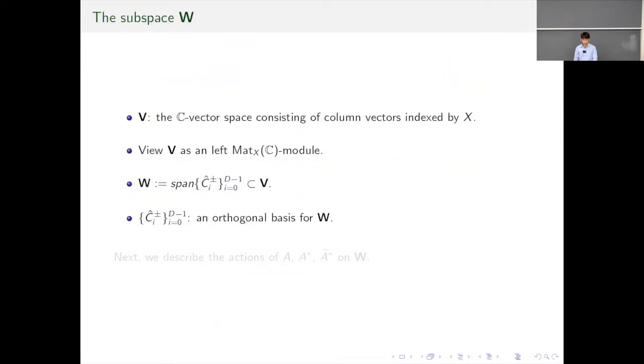And the subspace W: let V denote the complex vector space consisting of column vectors indexed by X, and we view this V as a left Mat_X(C)-module. And we define W as the subspace spanned by the characteristic vectors of every cell in the staircase partition. These characteristic vectors form an orthogonal basis for W. And we describe the action of A star tilde on this subspace W.